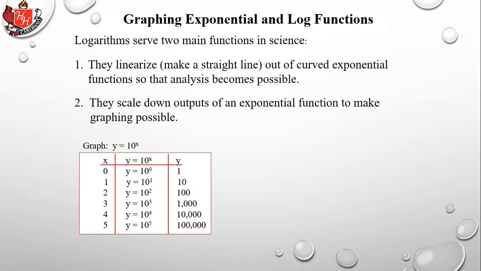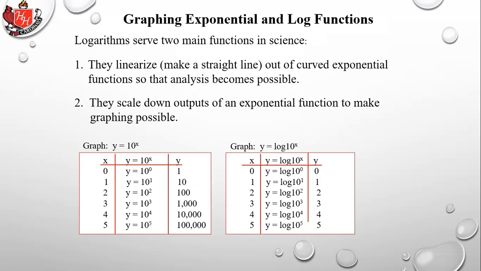Well, that's going to do two things. It's going to produce a curved line, but you can also see that just trying to graph that table right there, if you tried to graph x against y, it's almost impossible, because you start with 1 and you go all the way up to 100,000. And that's a huge range of numbers for your output.